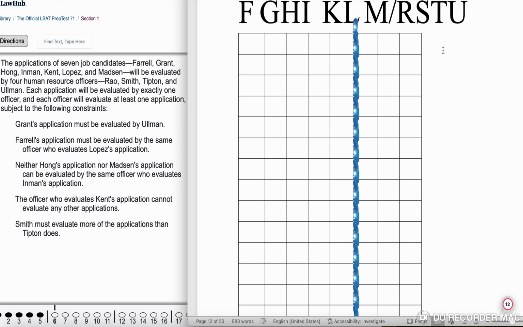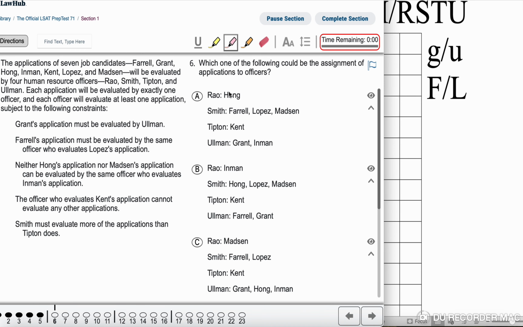G's application must be evaluated by U. So G, U. F's application must be evaluated by the same officer who evaluated L's application. So F and L. To get a better visual of the representation, let's look at question 1 and see what we're communicating about. Okay, that's way better.